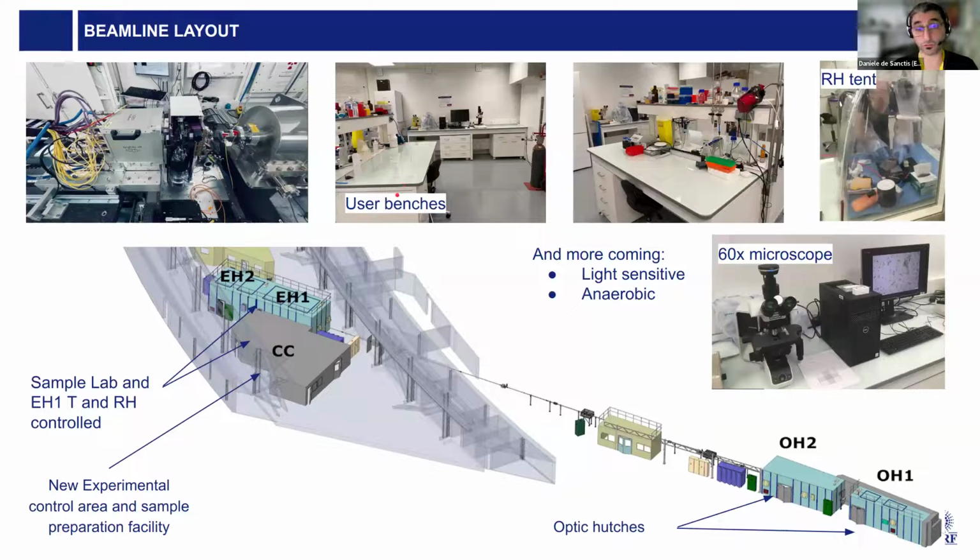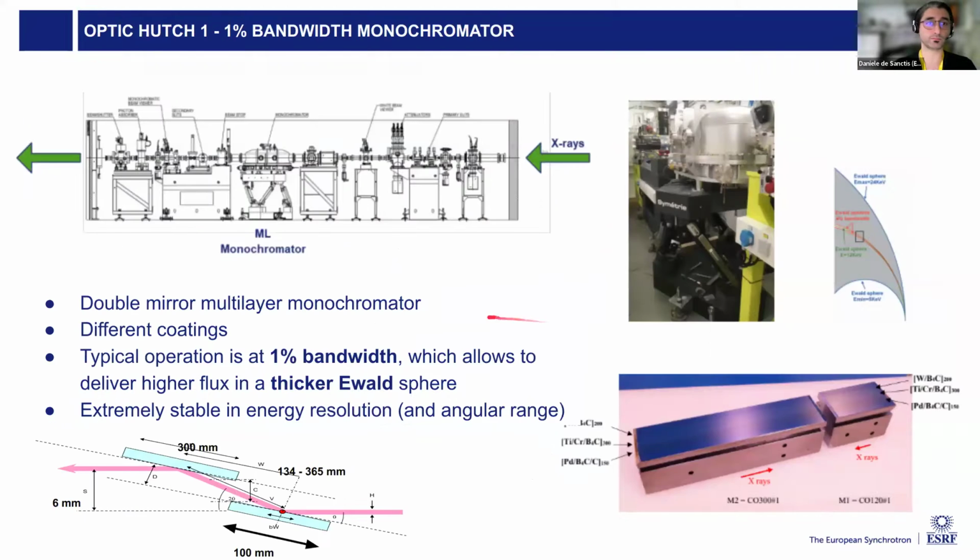So the lab is fully equipped for users. We have different facilities, and we also have the possibility for users to come before the experiment at the beamline to test their sample preparation offline. And we have other things coming in the near future, which is also the possibility to have a more protected environment for working with light-sensitive samples and with oxygen-sensitive samples.